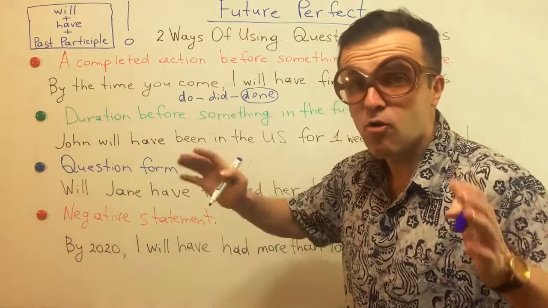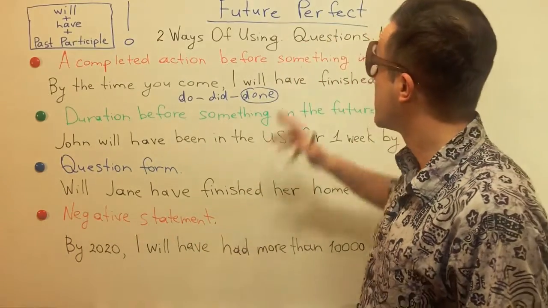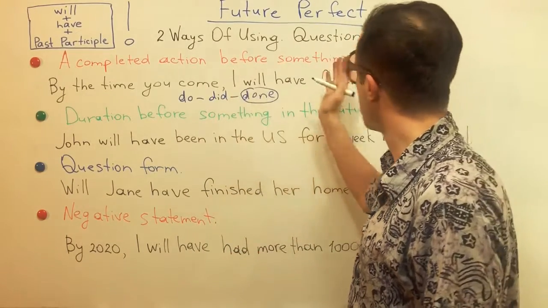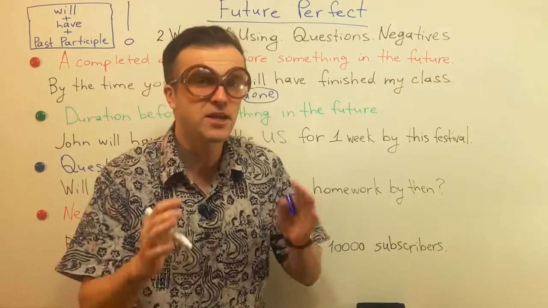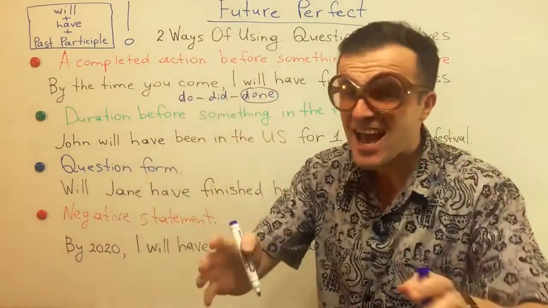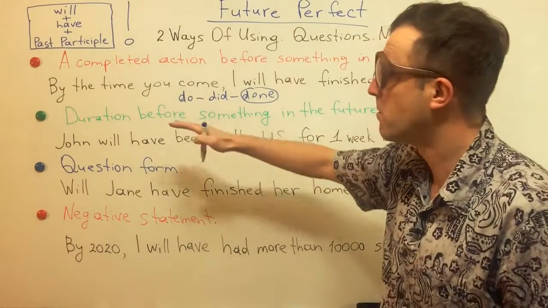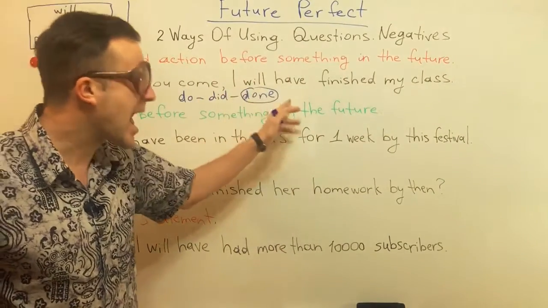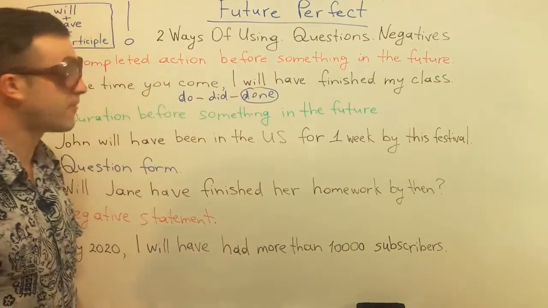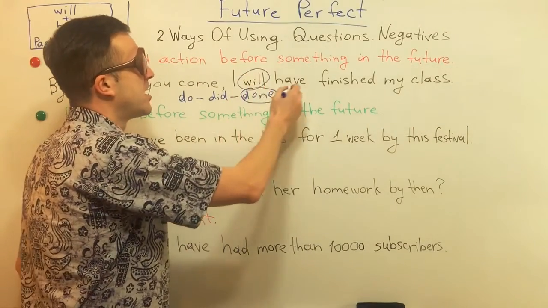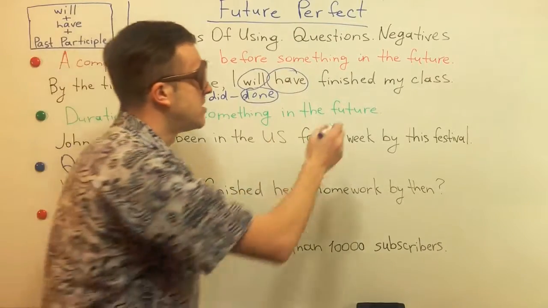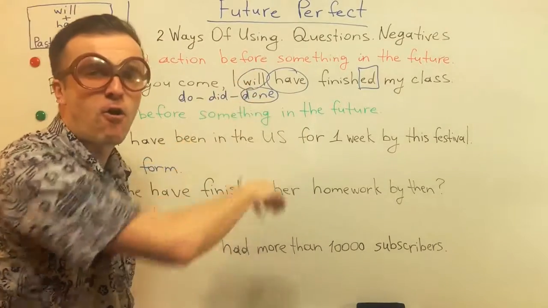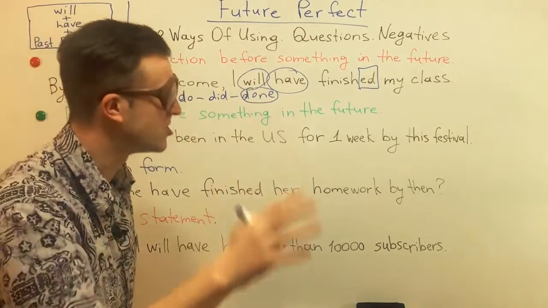So let's move on to the first way of using the future perfect. It's a completed action before something in the future. Let's move on to the example. By the time you come, I will have finished my class. So don't forget to use will, have, plus finished, with the ed, because finish we put in the third form. In the third, not second, but third.